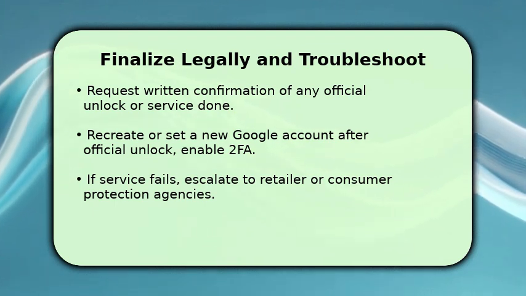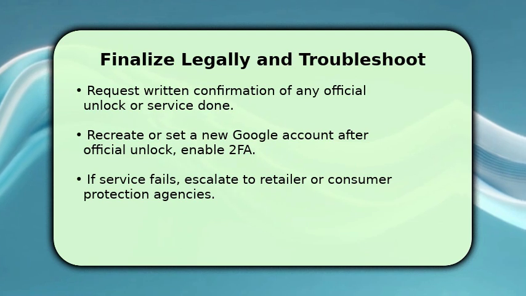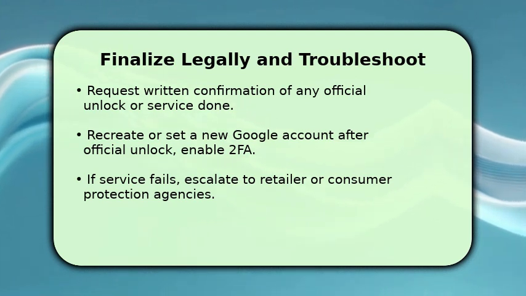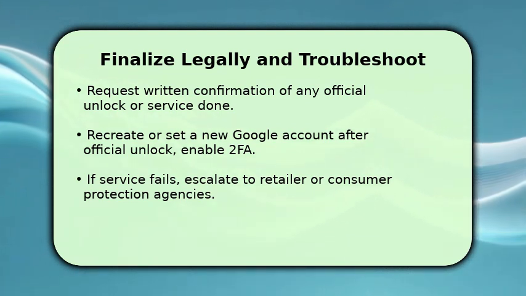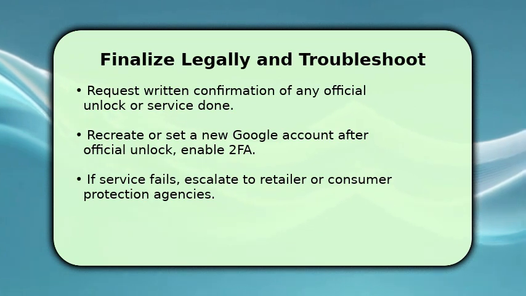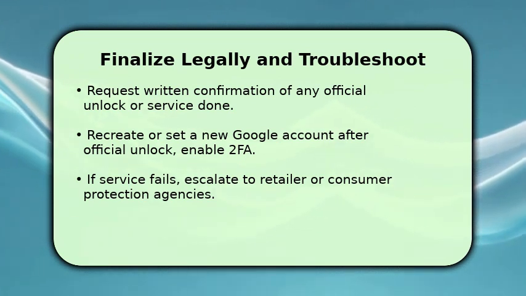If the manufacturer or retailer cannot resolve the lock, escalate to the point of sale or your local consumer protection agency and present your ownership evidence. This preserves your rights without resorting to insecure or unlawful bypass methods, and it's often the fastest remedy.